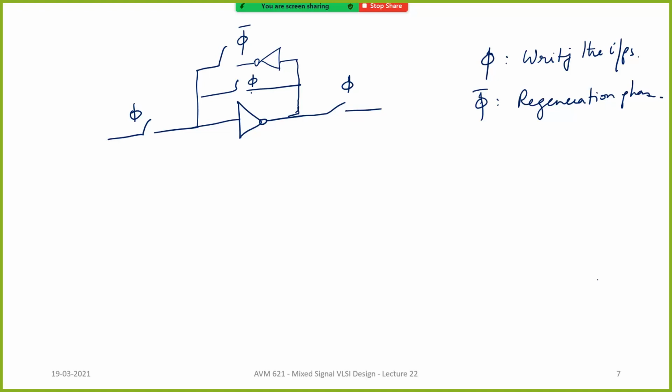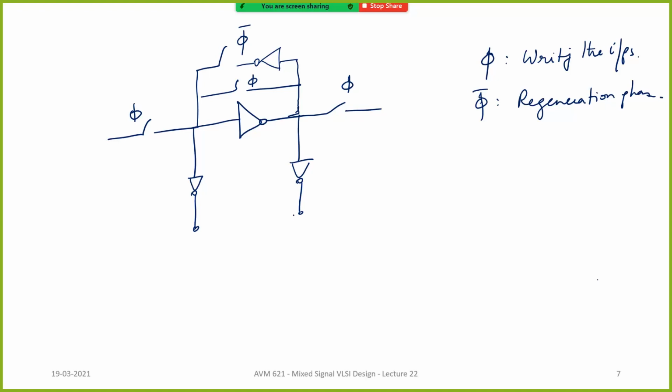An inverter, when connected back to back, will act as this. Of course, this is a latch and a very elementary comparator. This will basically work as a comparator. Of course, you might put some inverters to take the bit and bit bar.